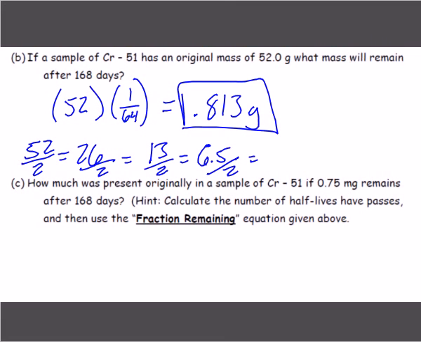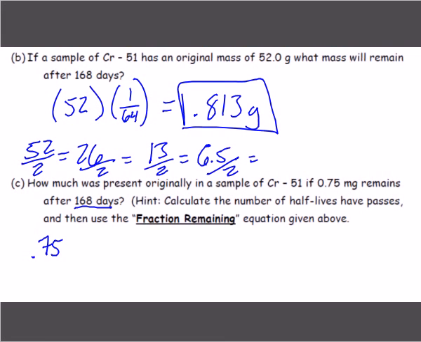Okay? So it says in letter C, how much was present originally in a sample of chromium-51 if 0.75 milligrams remains after 168 days? Now, this is in milligrams. We want to figure out how many were originally there. So how many half-lives did we have in 168 days? We had 6. So what can we start doing? You could flip your fraction if you wanted to, or just start multiplying by 2, 6 times. So 0.75 milligrams.